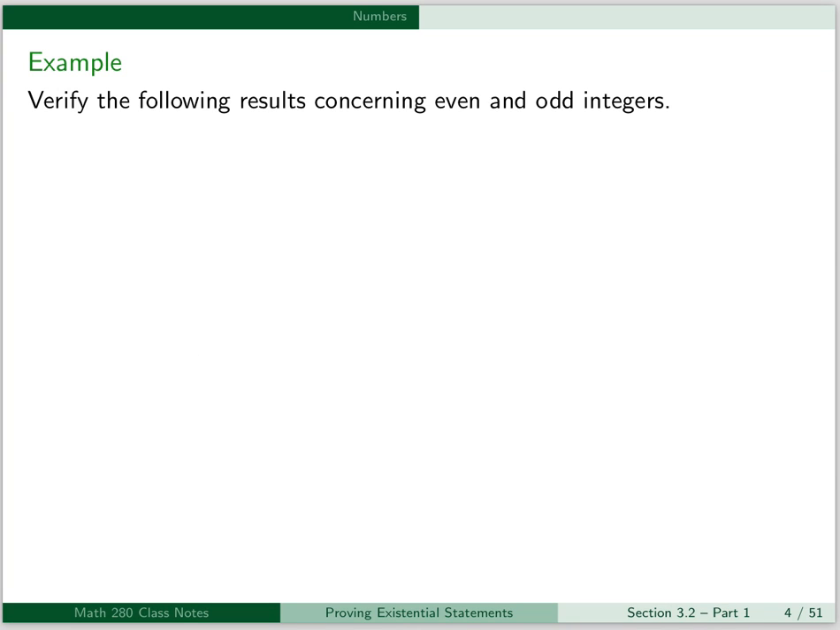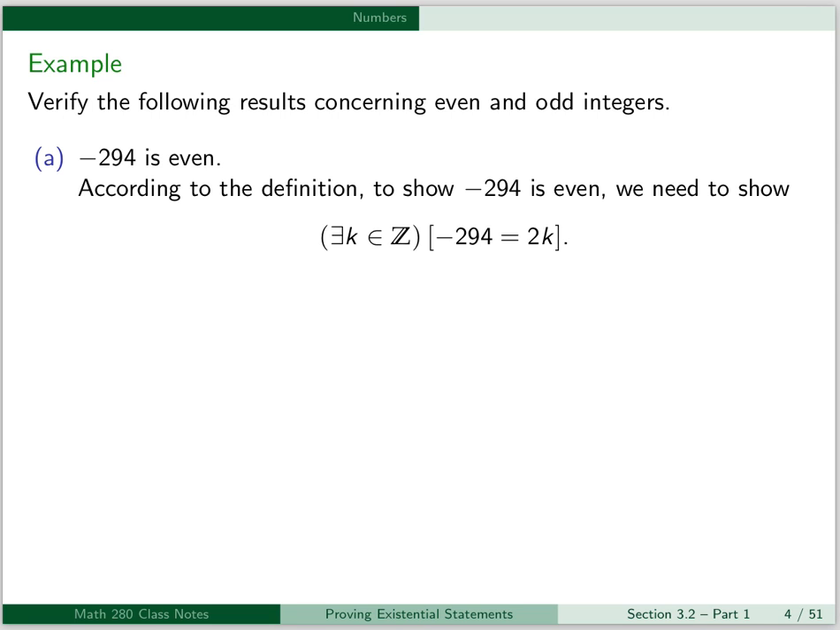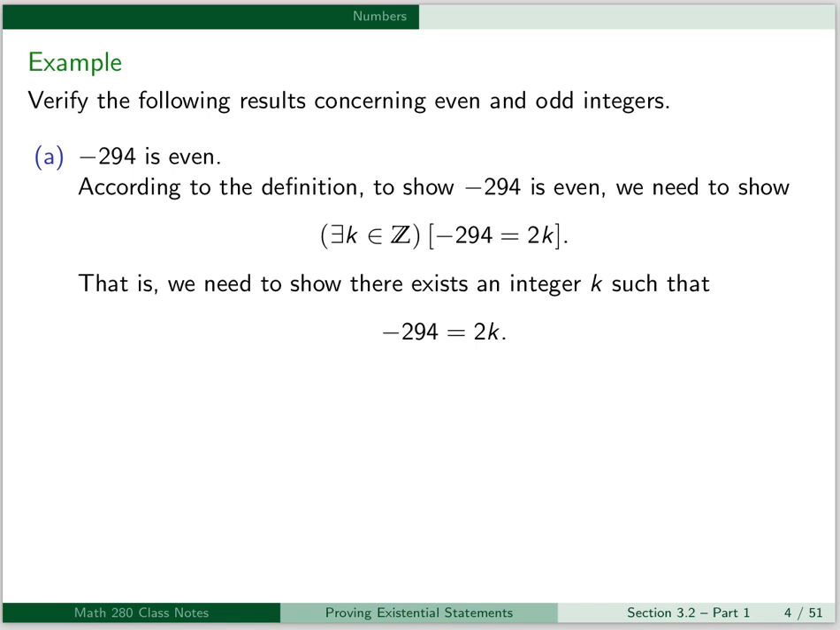For our first example, we want to verify the following results concerning even and odd integers. First, we want to show that negative 294 is even. While this might seem obvious, since this ends in 4, we know that negative 294 is even, what we want to do in this example is to prove this using the definition. According to the definition, to show negative 294 is even, we need to show the existential statement is true. That is, we need to show there exists an integer k such that negative 294 equals 2k.